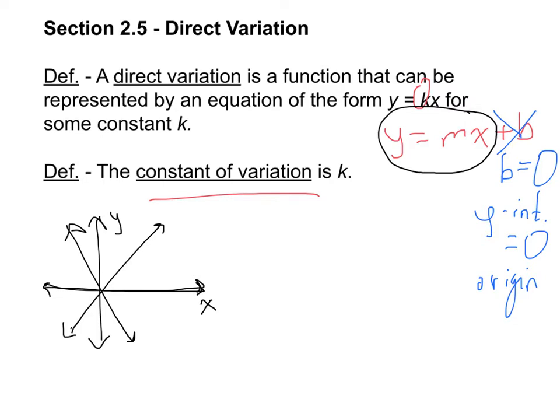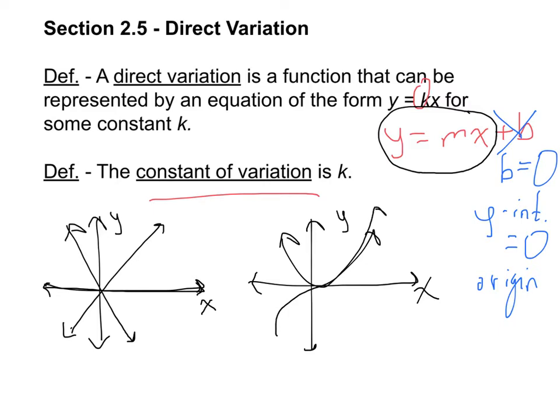To take a look at an example that would not be a direct variation, well, first of all, any type of curve, such as a parabola or a cubic function, is clearly not a direct variation because it doesn't form a line. And secondly, even if you did have a line but it didn't pass through the origin, something like this would not be considered a direct variation either, because it would have a y-intercept that's not 0, and therefore it could not be written in the form y equals mx or y equals kx.